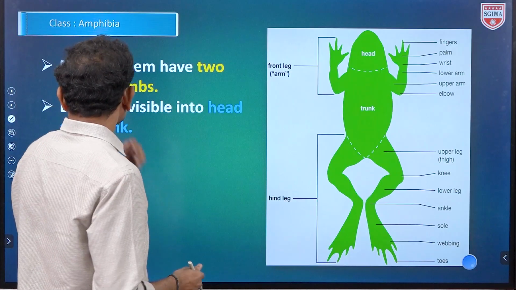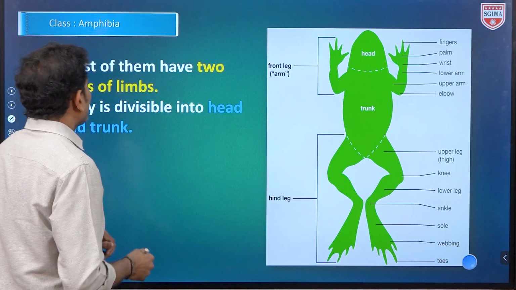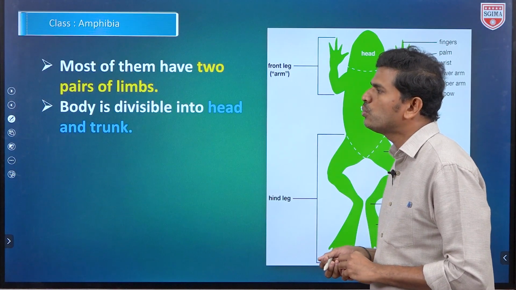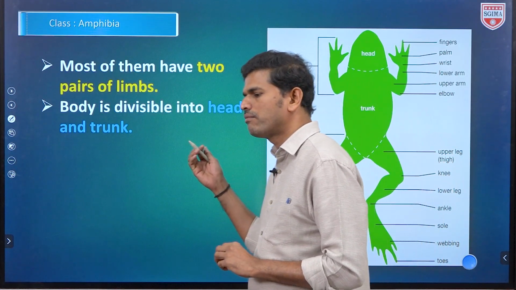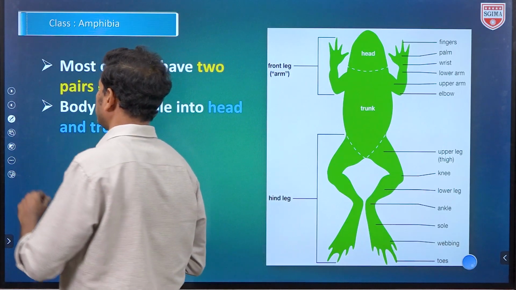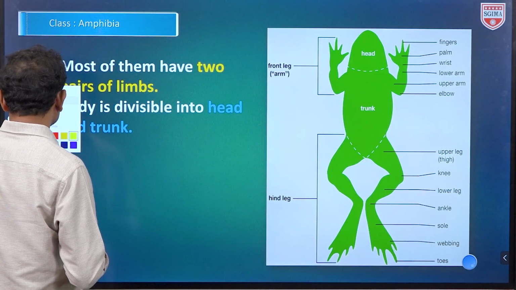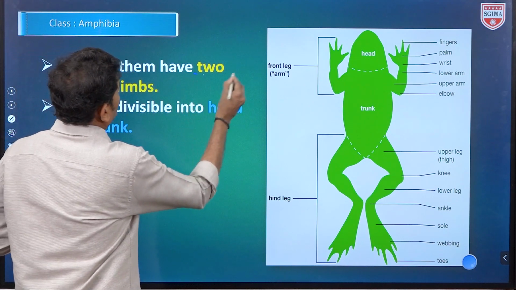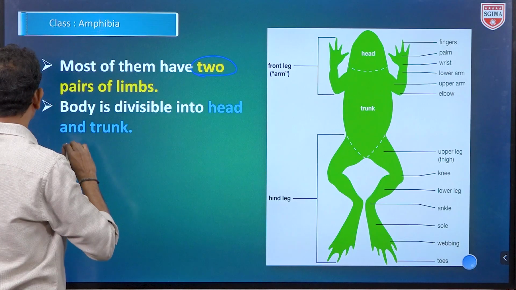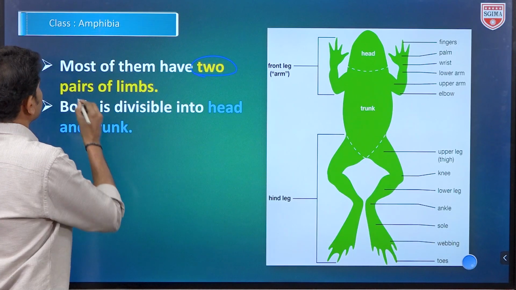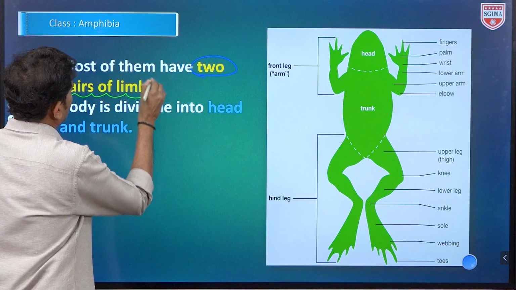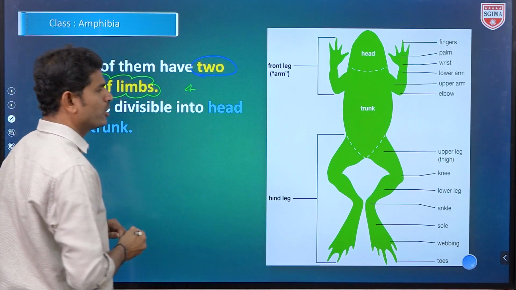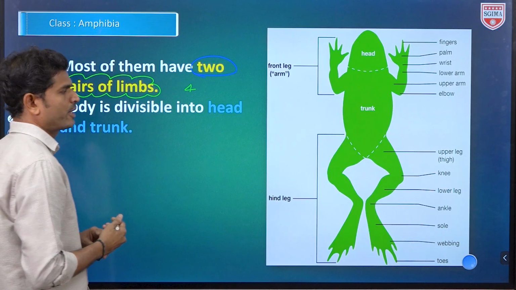Next slide. So the next point is given like this. Most of them have two pairs of limbs. So these are the first tetrapods, as we know. That's why they have two pairs of limbs. Two pairs means how many? Individually, 4. Two pairs means 4. So these are the first tetrapods.